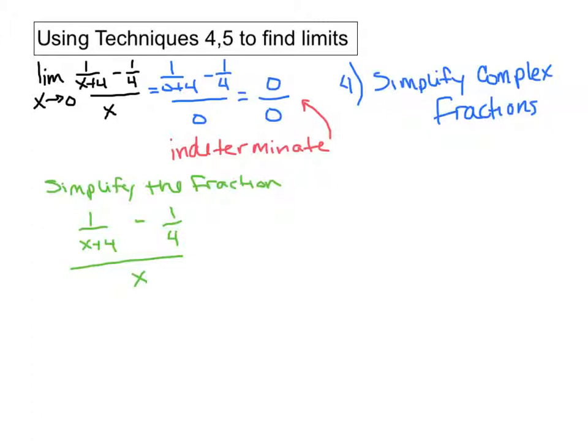To simplify these fractions, we can't combine them right away because they don't have like denominators. So to make them have like denominators, we're going to multiply by the GCF. We're going to multiply this fraction by x plus 4 over x plus 4, and this fraction by 4 over 4.